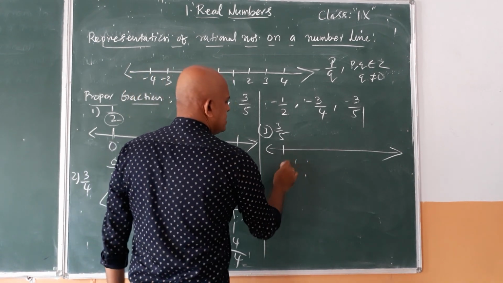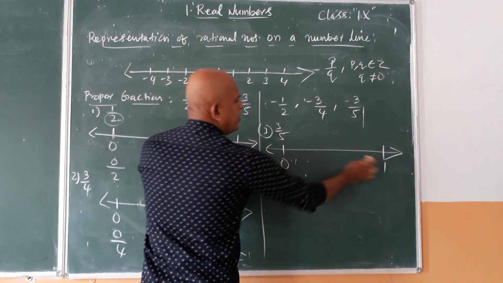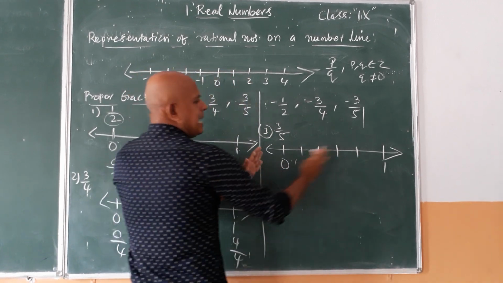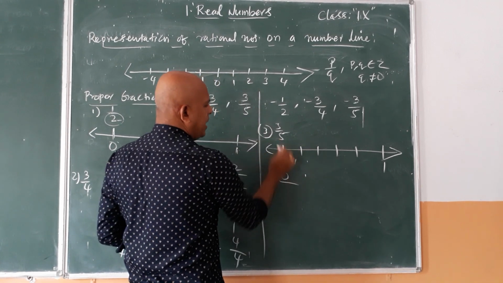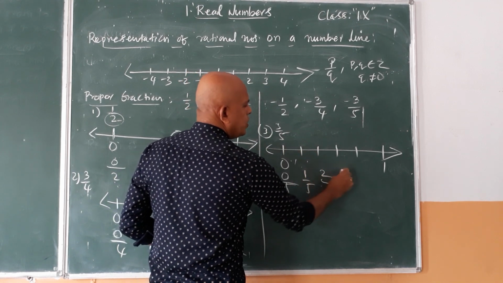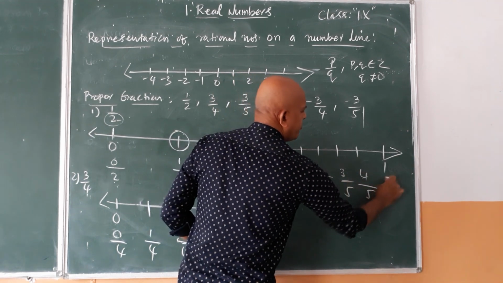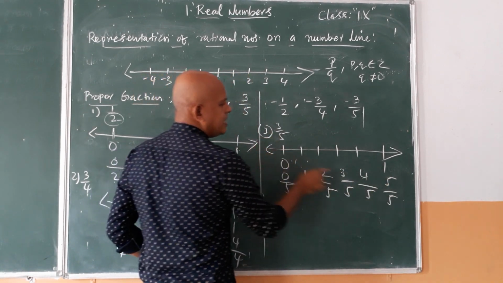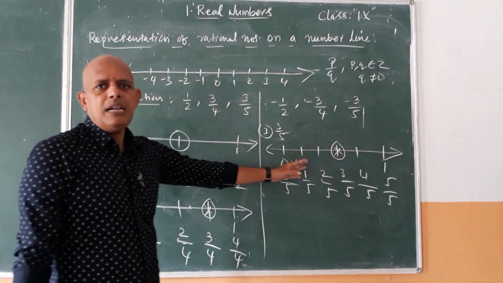Again 0 here and 1 here, and the denominator is 5. We have to divide between 0 and 1 into 5 equal parts, 1, 2, 3, 4, 5. Equal parts are very important. So 0 can be written as 0 by 5, the next number is 1 by 5, then 2 by 5, then 3 by 5, then 4 by 5, then 5 by 5, which gets cancelled and gives 1. 0 by 5 is nothing but 0. So 3 by 5 will be here. This is how we represent 3 by 5 on the number line.